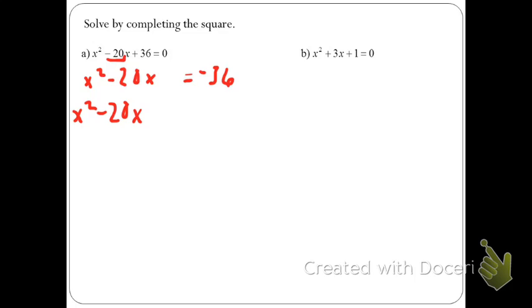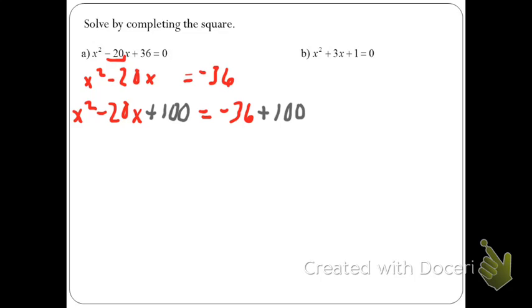Now watch what I do right here. I'm going to add that 100 and make a perfect square. But I have to keep in mind that in an equation, whatever I do to change the value of one side of the equation, I have to do the exact same thing to the other side. So I also need to add 100 to the right side of the equation as well.